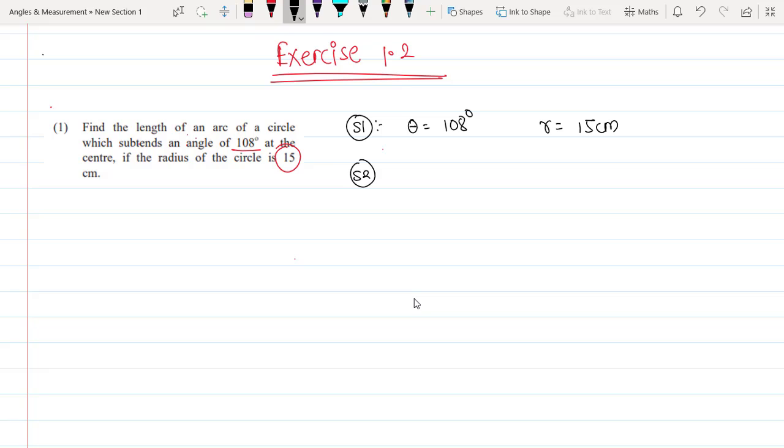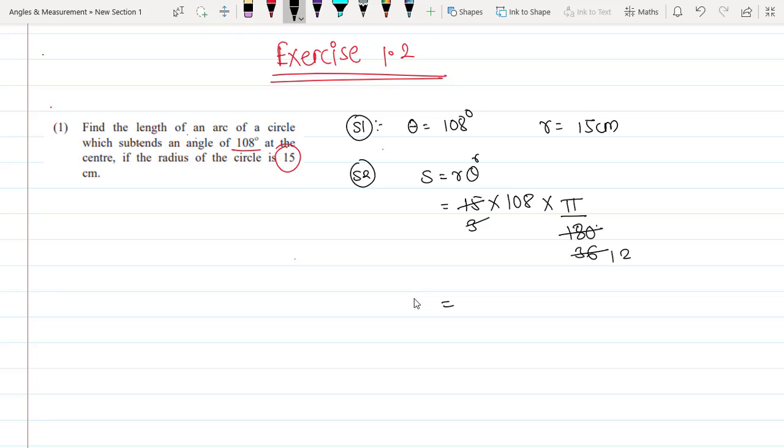Second step is what? Write down the required formula. So S is equal to R into theta. R we have is 15 centimeters. Theta should be in radians, so how do we convert 108 degrees to radians? Multiply by pi divided by 180. Is it okay? So 5 3 15, 5 3 15, remainder 3, 5 30. So 3 1 2, so 12.